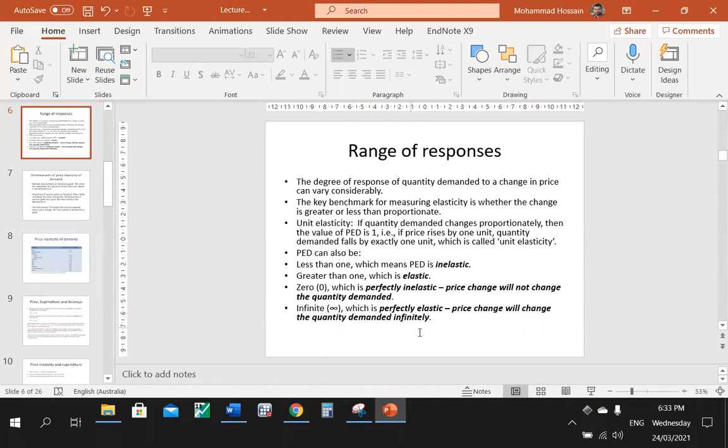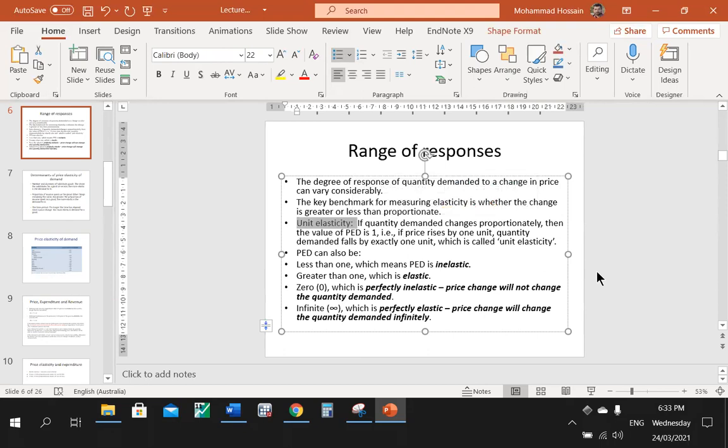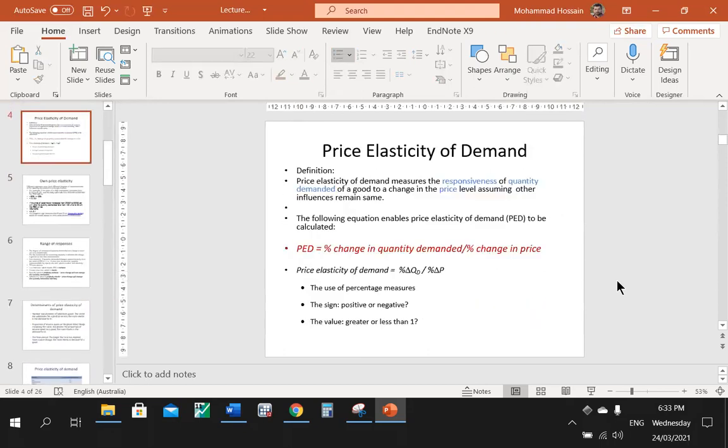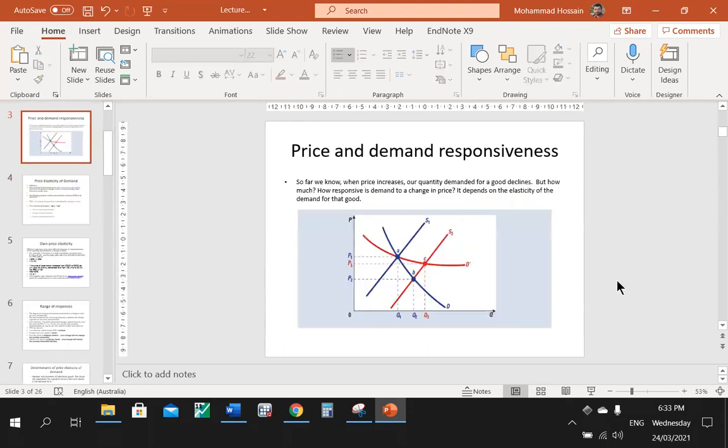So I think I have covered up to this much. Infinity, perfectly elastic: price changes will change the quantity demanded infinitely. 0, perfectly inelastic. Greater than 1, elastic. Less than 1, inelastic. If it is 1, unit elastic. It's done actually. So I think I almost covered these things.